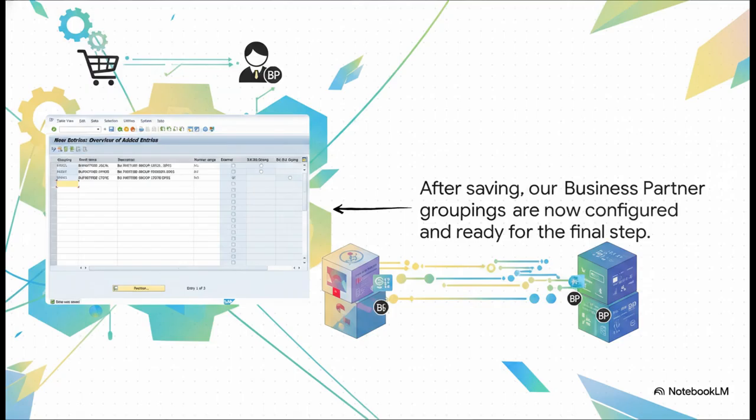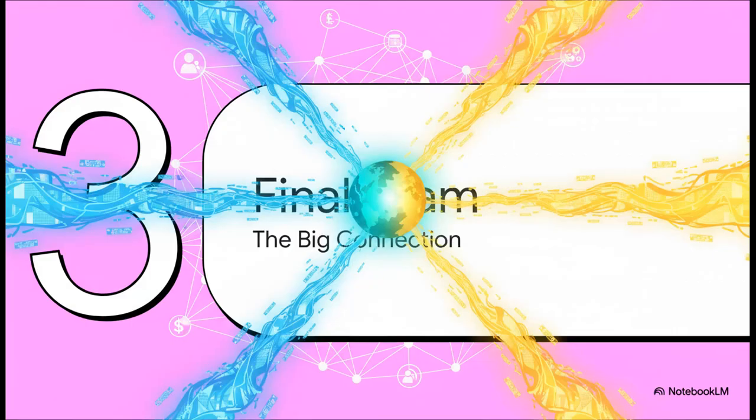So think about what we have. Two perfectly parallel structures, one for vendors, one for business partners. They're all lined up and just waiting for us to connect them. All right, pencils down. It's time for the final exam. This is the moment we've been building up to, the big connection. We're about to link our BP grouping to our vendor account group and make this whole thing work.